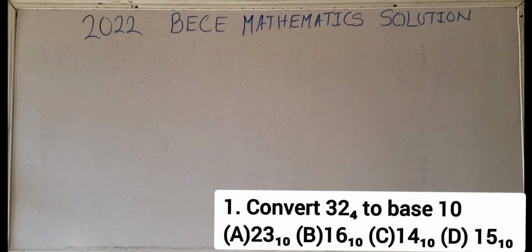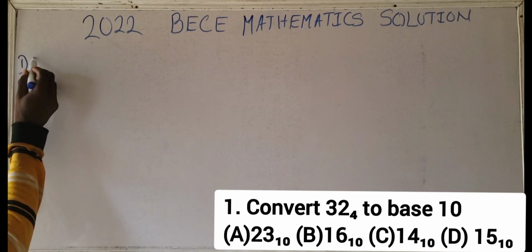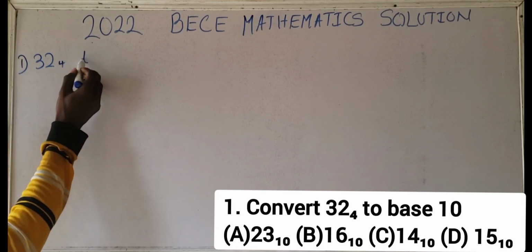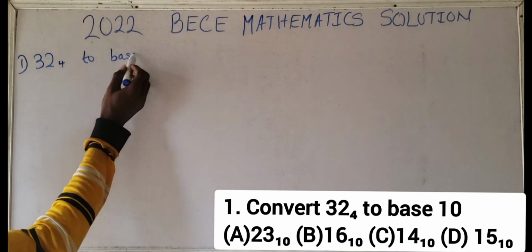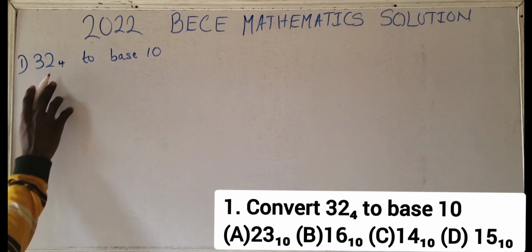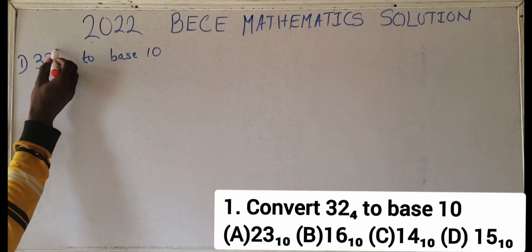Now, if we had to convert 32 base 4 to base 10, all you have to do is remember your binary number. If you want to change any base to base 10, you just multiply each digit by the base raised to its power. In binary number, we label the first digit here as power 0, and the next as power 1.